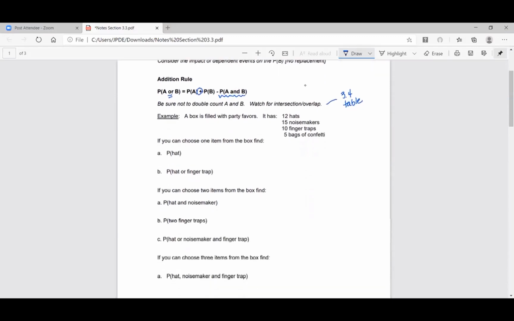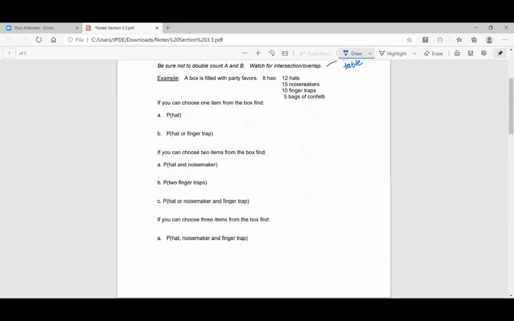Okay. I want to look at a bunch of examples just to give us more practice. And again, probability does tend to be one of the more challenging topics for students. So I feel like the more opportunities to practice, the better.